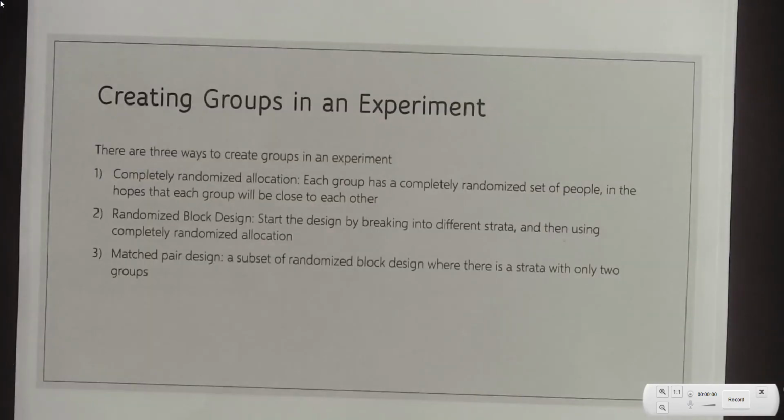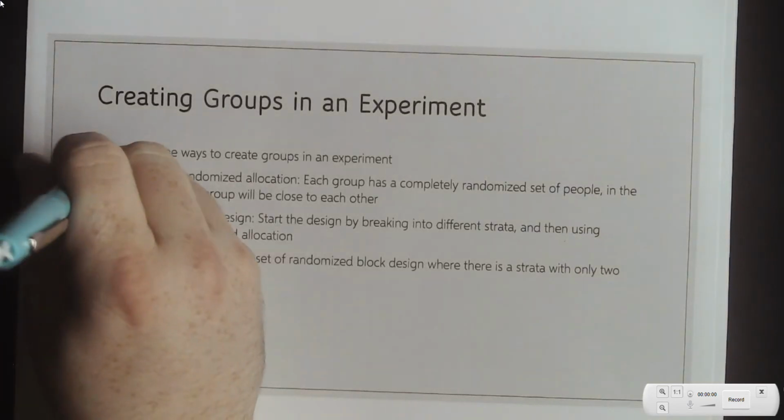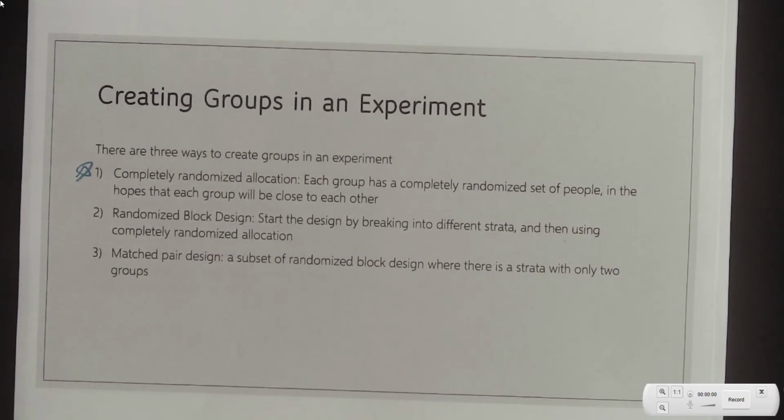Now, creating groups in an experiment. There are 3 ways to create groups in an experiment. This is really used every single time. It's called completely randomized allocation. It's when you go ahead and just put people in any group randomized. You pretty much use it all the time.